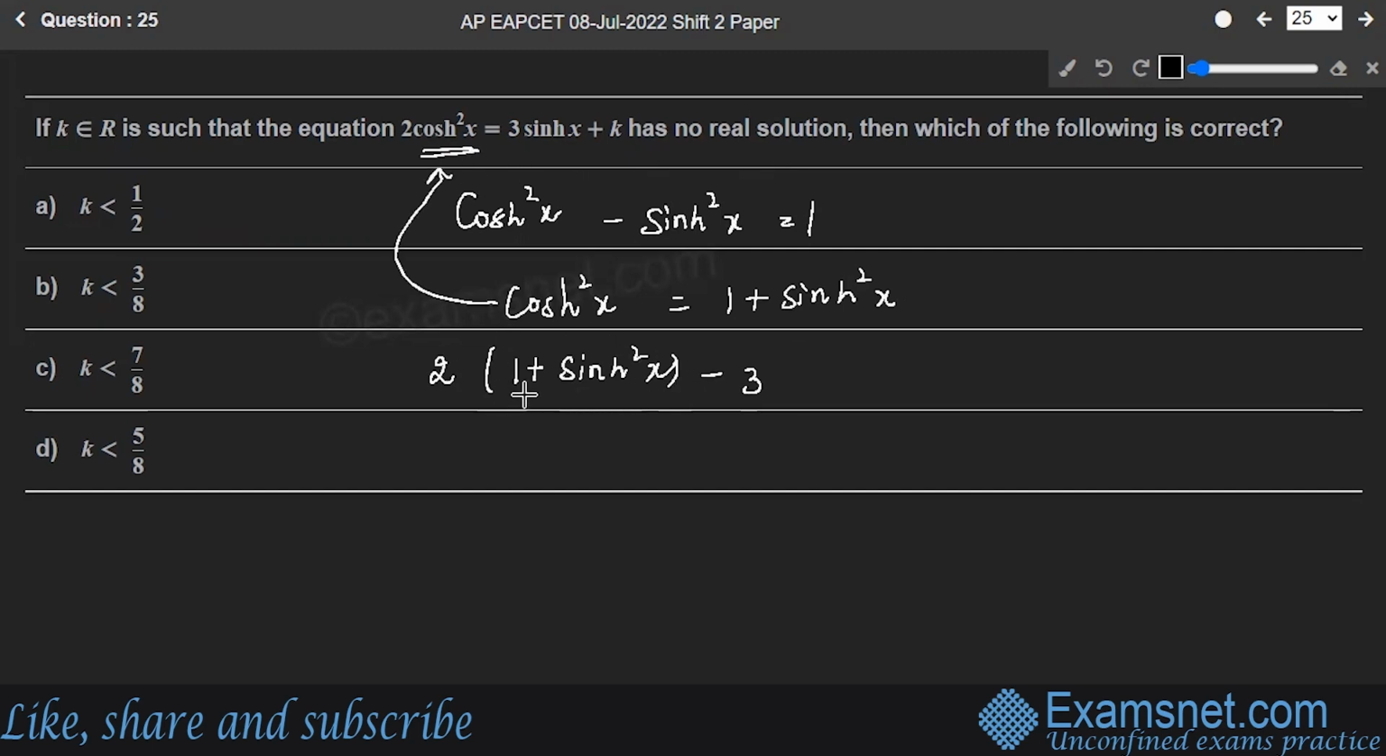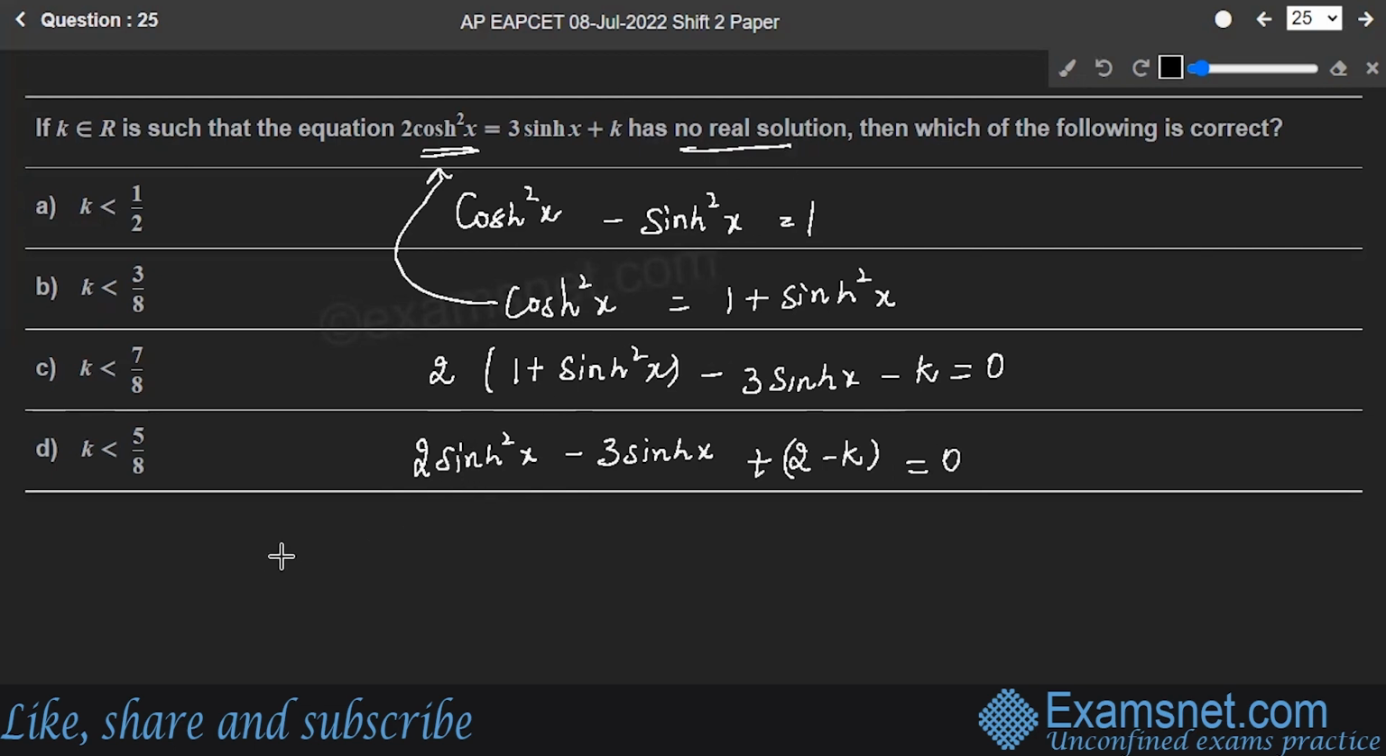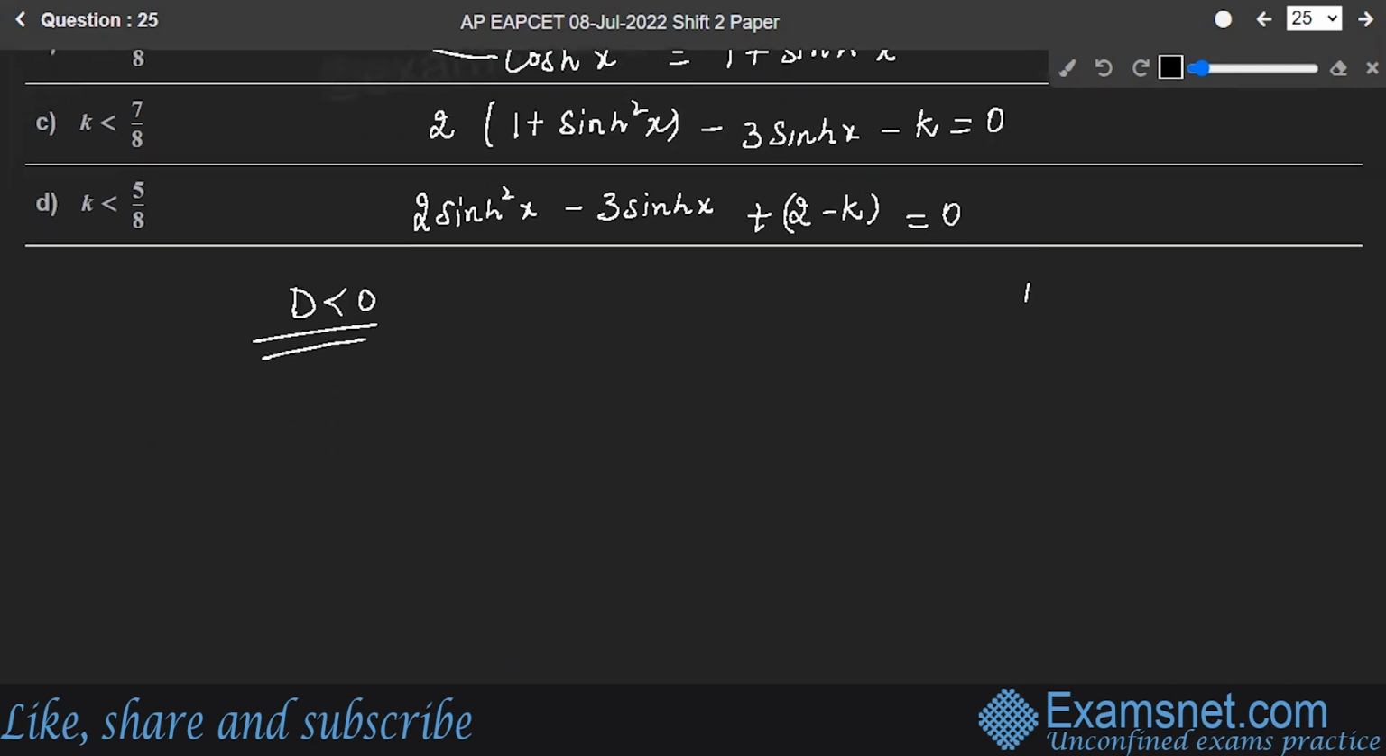So 2 into 1 plus sinh square x, minus sinh x, minus k is equal to 0. Now this is becoming a quadratic equation, but let's simplify it further. You will have 2 sinh square x minus 3 sinh x plus 2 minus k is equal to 0. Now, this is a quadratic equation. It is said in the question that it has no real solution. If it has no real solution, that means the discriminant is less than 0. What is the discriminant? It's given by b square minus 4ac. This is less than 0.